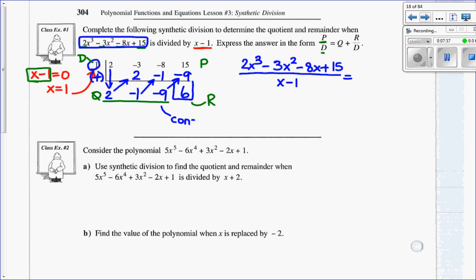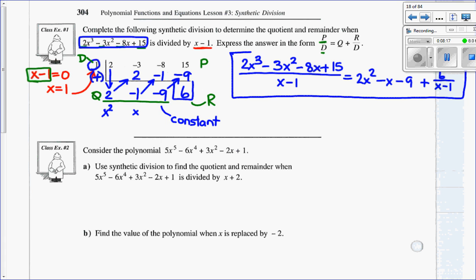But now we have to look at this carefully, because this 9 is going to be our constant term, and then it'll go up in ascending order. So this will be our x term, and this will be our x squared term. So this is really 2x squared minus 1x, which is minus x, minus 9. And then that's plus the remainder, which was 6, over the divisor, which was x minus 1. So this is how they want us to list our answer. This whole thing would be our answer.